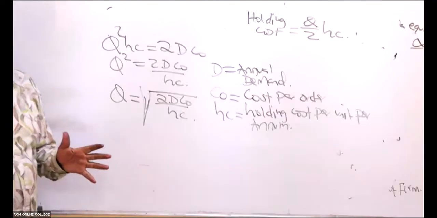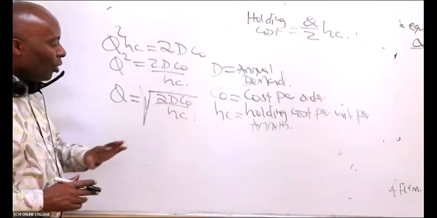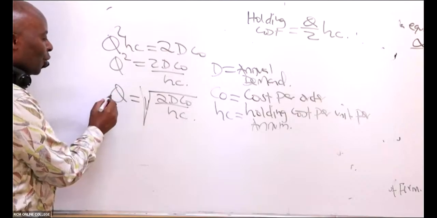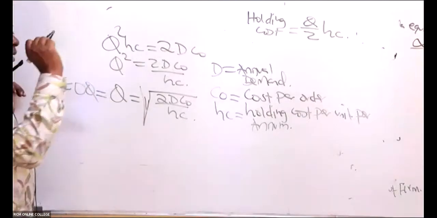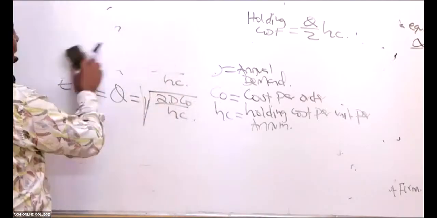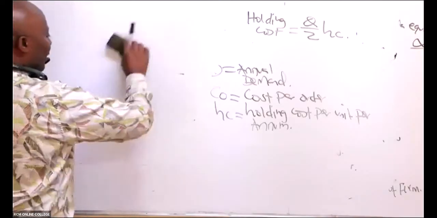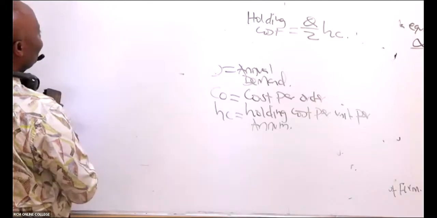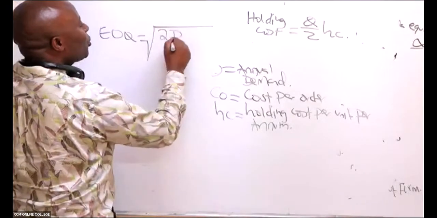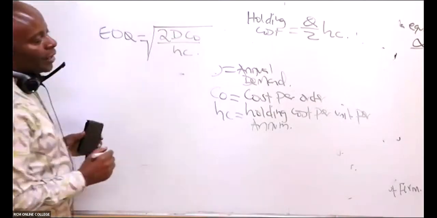Nobody will ever tell you to derive this formula. No. What will be required to remember, ladies and gentlemen, is the formula for getting this Q. And this Q is basically what we shall be calling EOQ, economic order quantity. So you may forget about everything else, but we shall always remember that our EOQ equals square root of 2 DCO over what here, somebody?